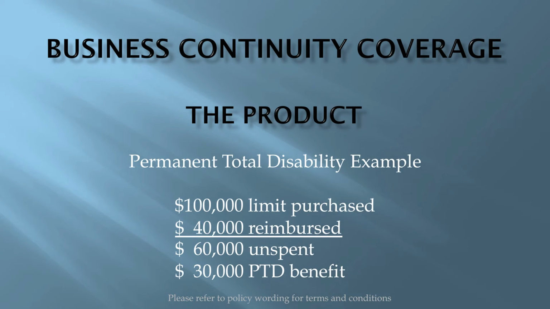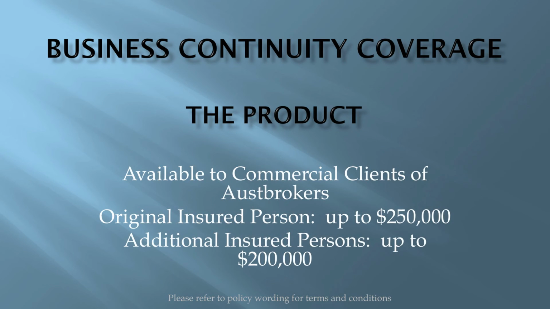Quite a few business continuity insureds have received coverage payments under the business continuity coverage. We have assisted our insureds in a very difficult time and have helped them stay in business and keep their practice intact. Commercial insurance clients of Austbrokers may purchase up to $250,000 of coverage for the original insured person. That would be the owner, CEO, general manager, or managing partner or director, and up to $200,000 of coverage for additional insured persons. This would mean additional key managers.